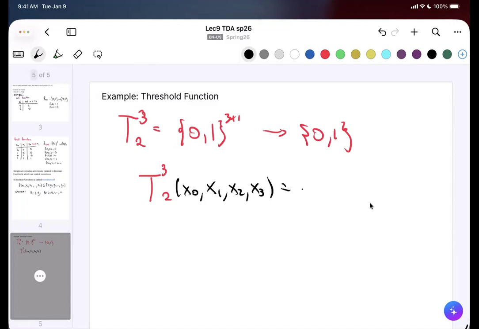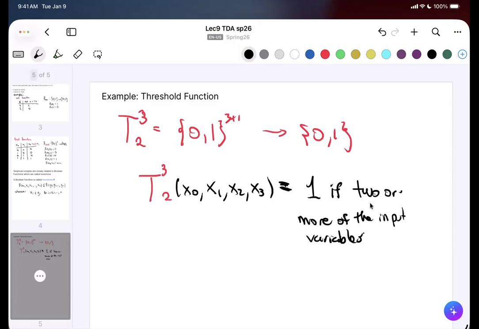So this gives you 1 if two or more of the input variables are 1, and 0 otherwise. Again, I'll explain all of this in a moment.